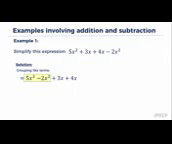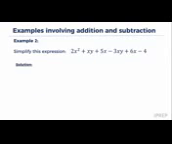5x squared minus 2x squared will give us 3x squared because we will only work with the coefficient and maintain the like variable. 3x plus 4x will give us 7x. So our final answer will become 3x squared plus 7x.